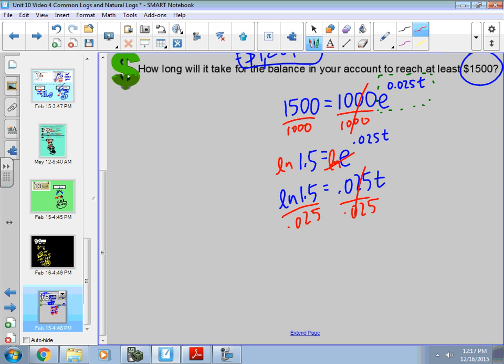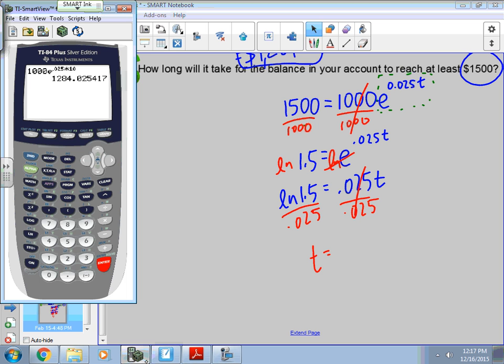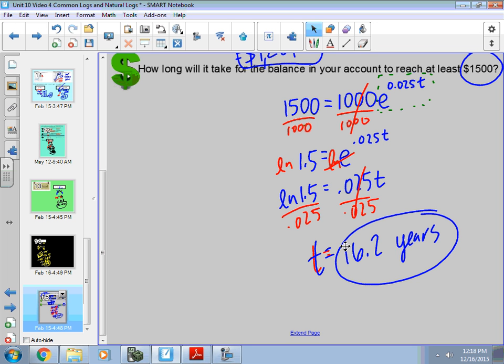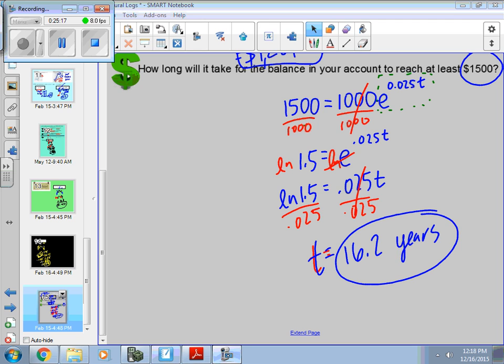So the amount of time is going to be whatever we get from this. So go on your calculator, type that in. Natural log 1.5, close the parentheses up, divided by 0.025, and it should tell us the amount of time it's going to take. It looks like it takes about 16.2 years. That's the amount of time we're going to need for that to grow to 1,500. Okay, hopefully you kind of got the idea now. See if you can use this and do some of those practice problems.